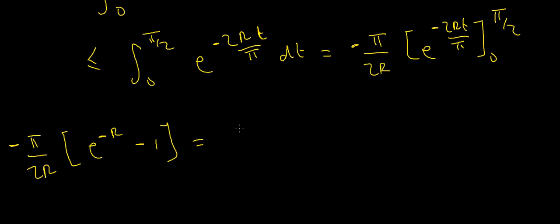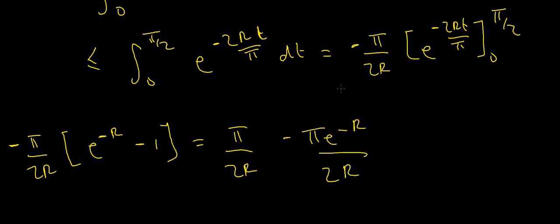And if I expand this out, this is the same as pi divided by 2r, minus pi e to the minus r. And I want to take the limit, and this is being divided by 2r, and I want to take the limit as r goes to infinity. Now obviously if r goes to infinity, this term here is going to go to 0 as r goes to infinity because the denominator is increasing but the numerator is staying constant, so this is definitely going to approach infinity at a faster rate.